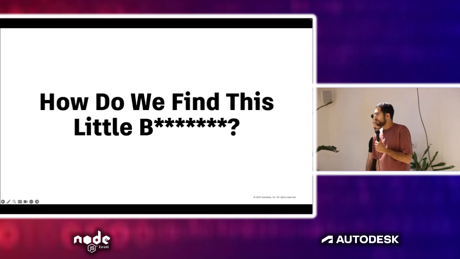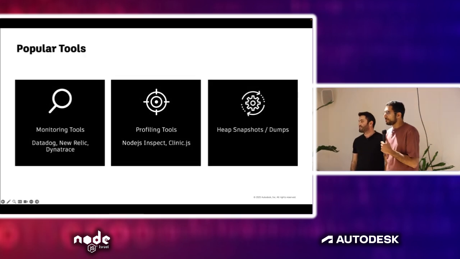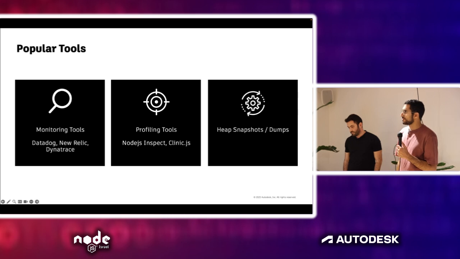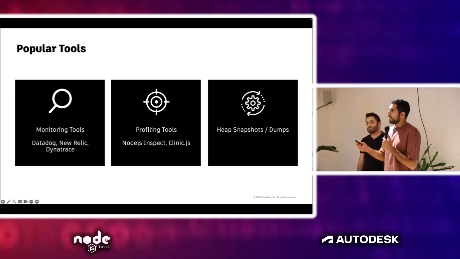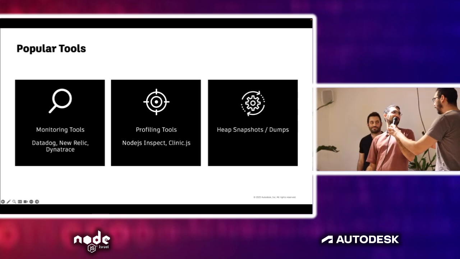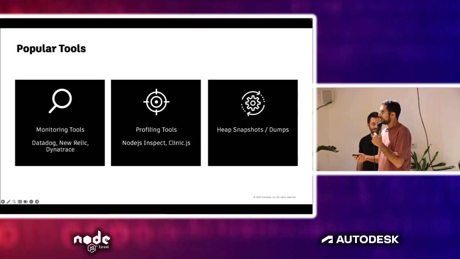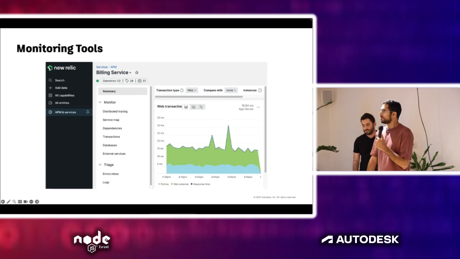So how do we actually find these little bastards? We have a couple of memory tools to get this going. We have monitoring tools, which most of you know as APMs: Datadog, New Relic, Dynatrace. We have profiling tools. We have Node.js Inspect, which is the default inspection tool for Node.js, and then we have Clinic.js, which is an external tool. We also have the possibility to use heap snapshots, also called heap dumps in different languages. So let's begin exploring these tools.